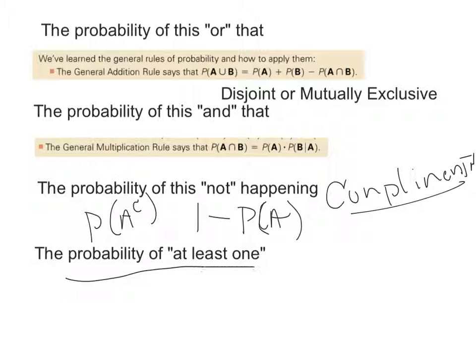Now, this probability of at least 1, you're going to find the probability of none and take that away from 1. And that'll always be the way you deal with these at least 1 kind of problems. Okay, so find the probability of not happening, and then you subtract that from 1. You find the complement of it. Okay, let's look at some examples.